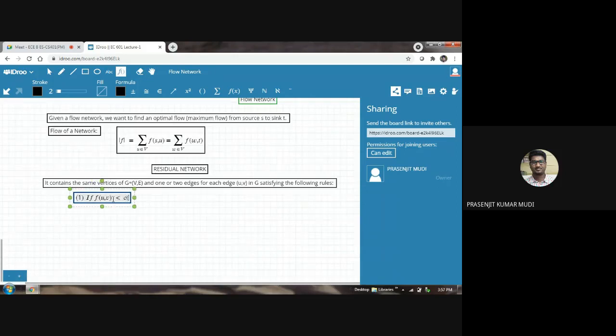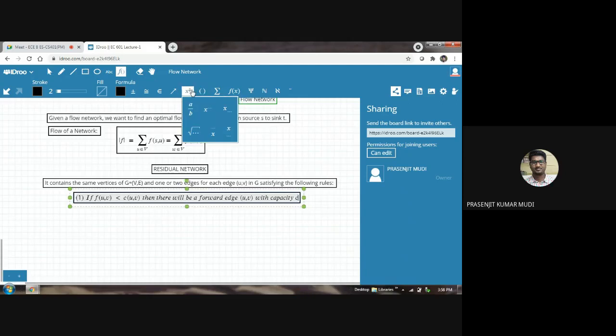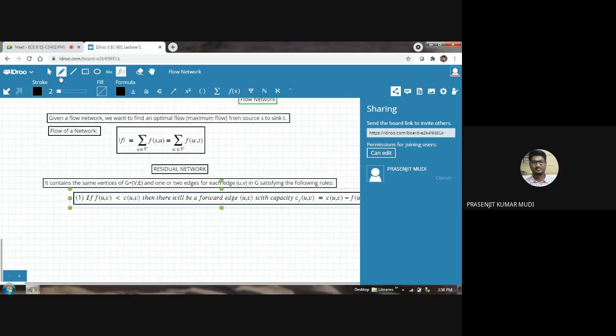So if the flow is strictly less than the capacity c(u,v), then there will be a forward edge (u,v) with capacity cf(u,v) as the existing capacity c(u,v) minus the flow. Okay.